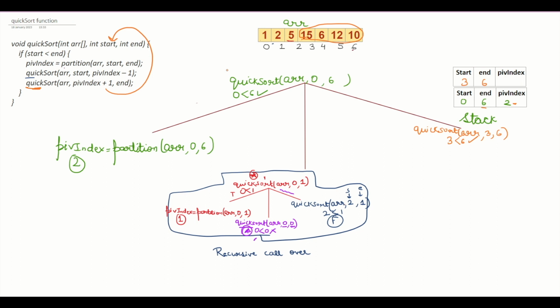And now again we will create those 3 lines, a tree-like structure, to understand this quicksort recursive call. Now we call the partition function. We pass array, the value of start and the value of end. Let's go to partition function.